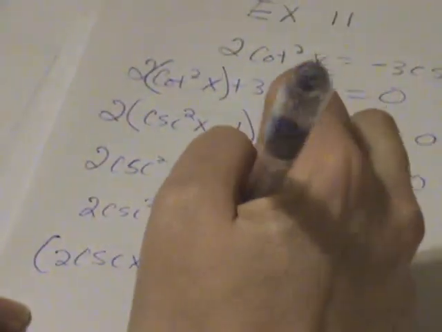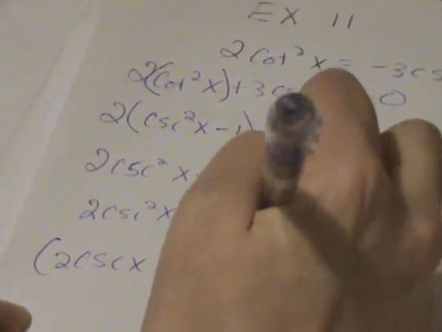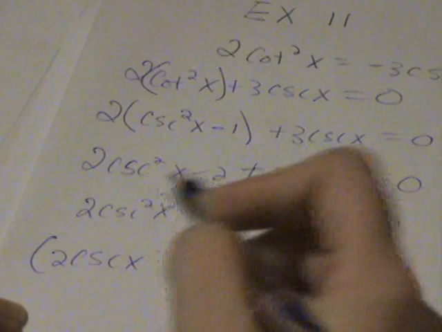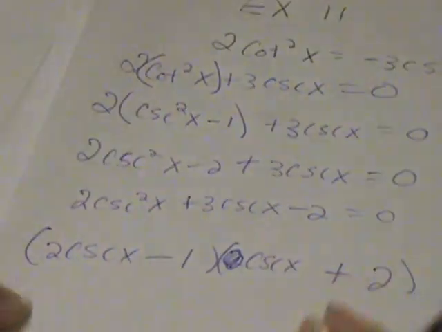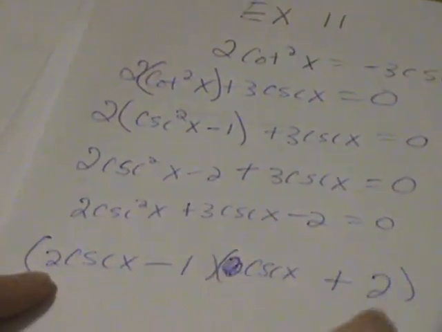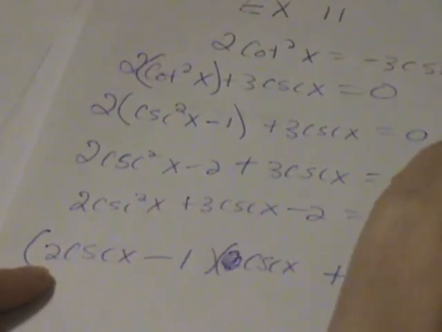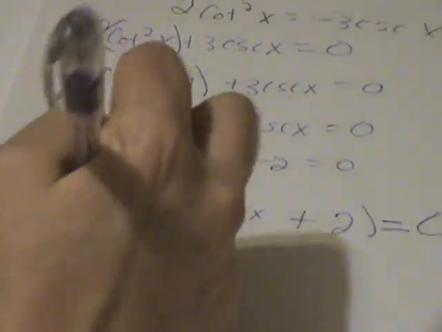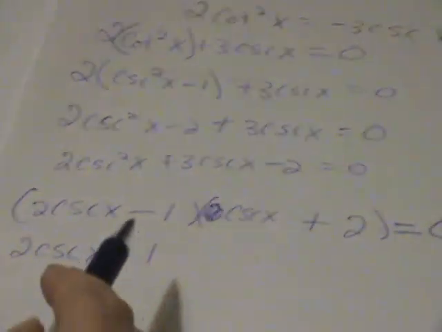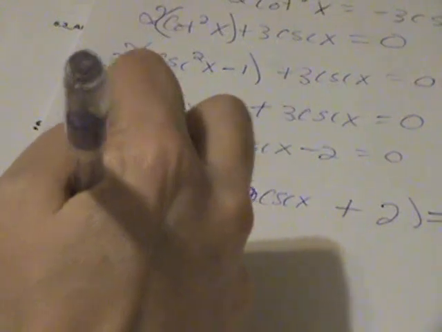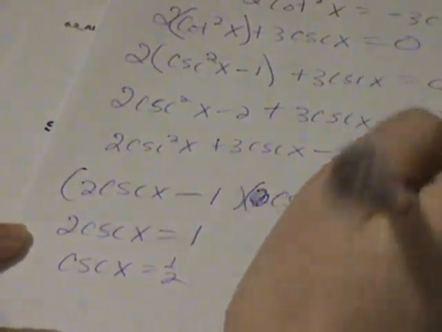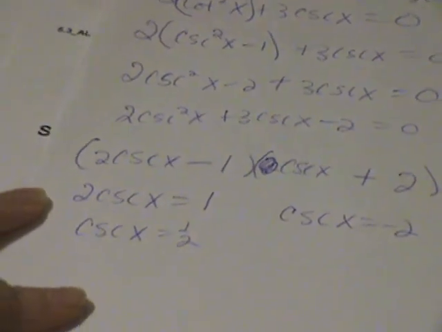2 cosecant x. No, not 2 over here, just cosecant x over here. Factors of 4 that subtract to get 3, so that would be 4 and 1. Positive 4, negative 1, because the 3 is positive. So 2 cosecant x minus 1 times cosecant x plus 2, equals 0. Don't forget to write equals 0. Alright, so setting this one equal to 0, cosecant x is 1/2. Setting this one equal to 0, moving that 2 over, I get a -2.